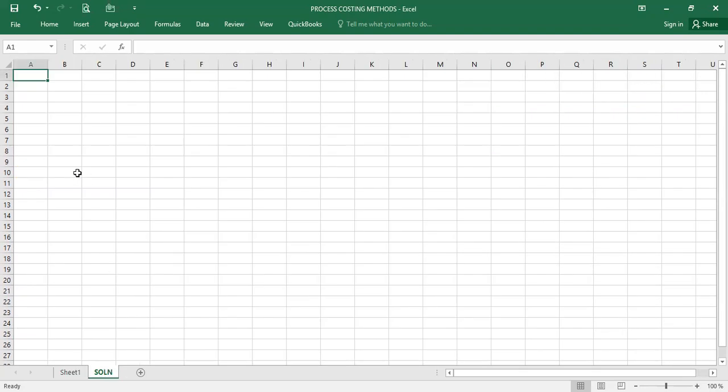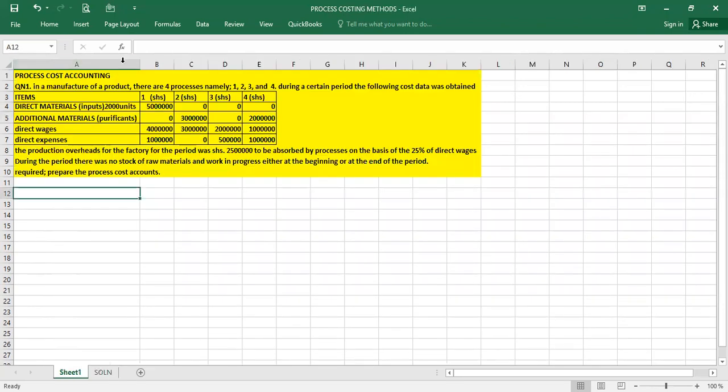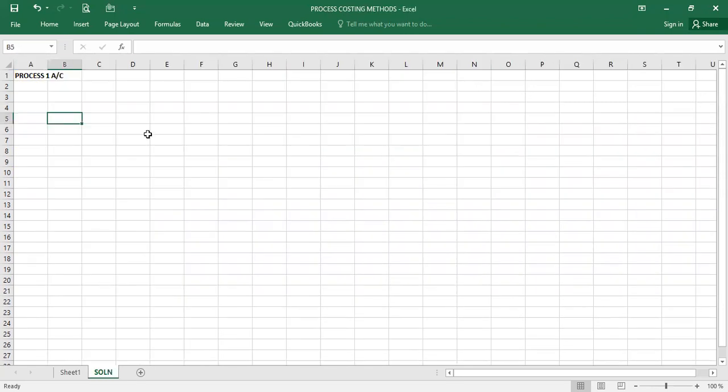We are starting with process 1, that is the process 1 account. Whenever you are doing these process questions, you have to first make an analysis of the information they have given you, especially when there is work in progress, opening stock of raw materials, normal losses and whatever. But since we don't have any of those, we can just proceed and start with our accounts.